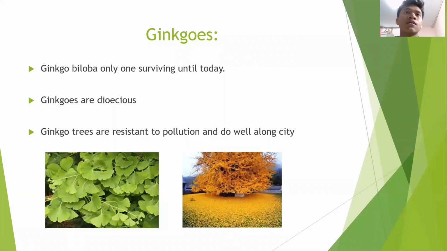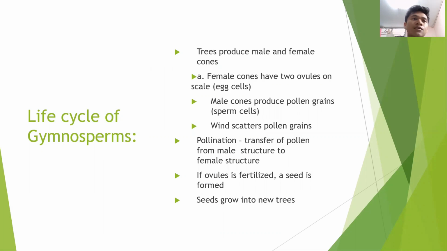Now we go to ginkgos. Ginkgos are plentiful in the fossil record. They are represented today by only one surviving species of tree, Ginkgo biloba. Ginkgos are dioecious, which means that a single plant produces either male or female reproductive structures, but not both. Ginkgo trees are resistant to pollution and do well along city streets. So this is a figure of the Ginkgo biloba that represents them today. So next, the life cycle of gymnosperms.